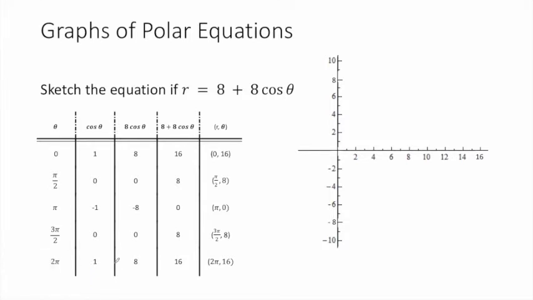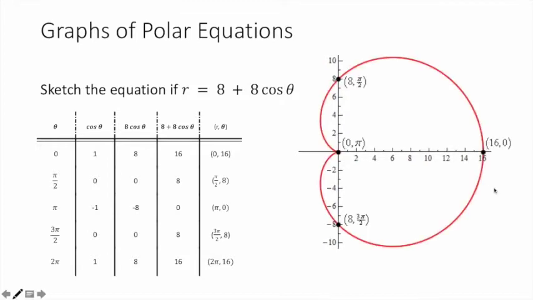This is again, and we can plot the points. For angle 0 and 16, we mark it here, and pi divided by 2 is 90 degrees, so here. And then pi and 0 is here. Next, 3 pi divided by 2 and 8 is here. And then the last one is 2 pi and 16 here. Next, we can connect them with each other, and the graph will be like this.